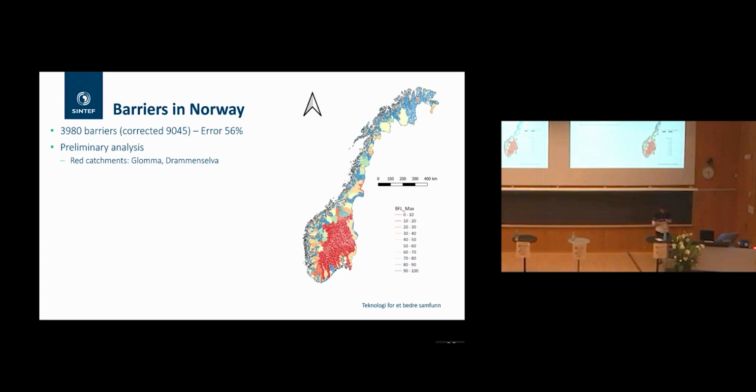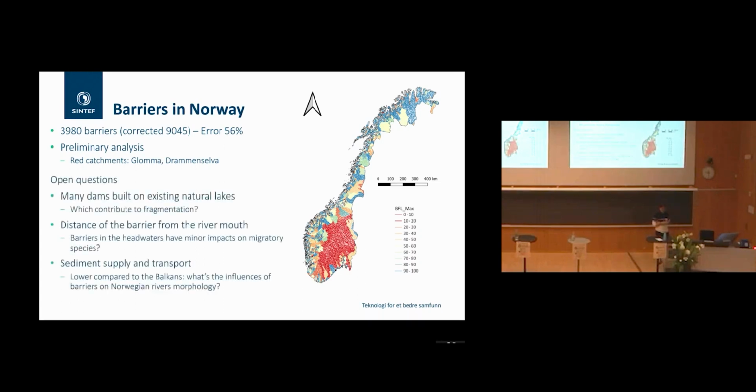But there are some open questions about the dams and the barriers in Norway. Many dams here, for example, are built on existing lakes, and here I don't know what their contribution to fragmentation is. So maybe an idea is to rerun this analysis, but splitting it into subcatchments.